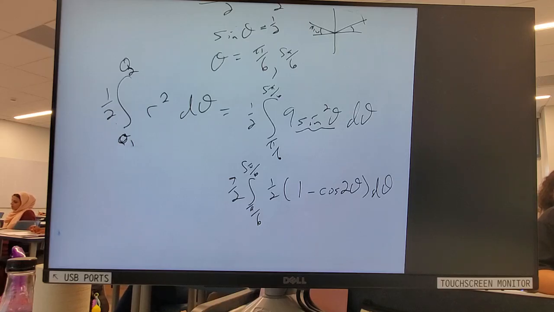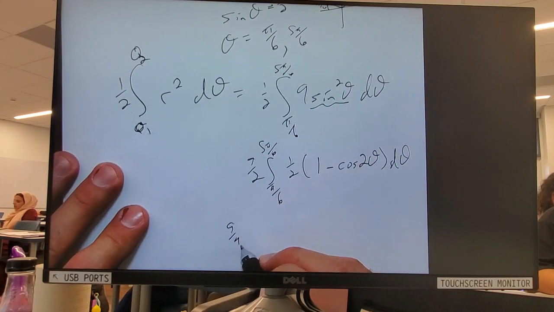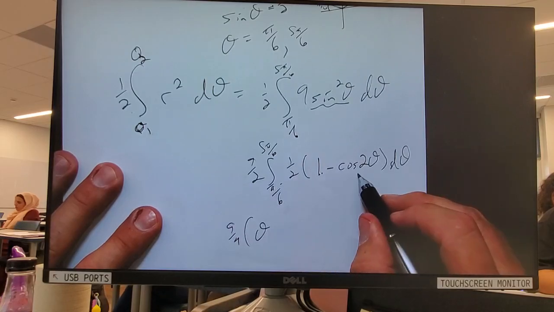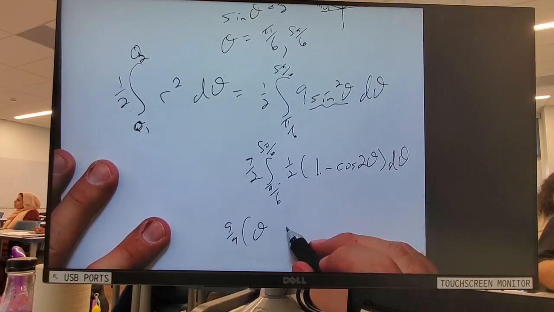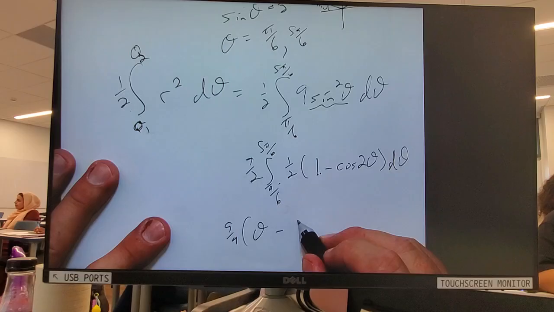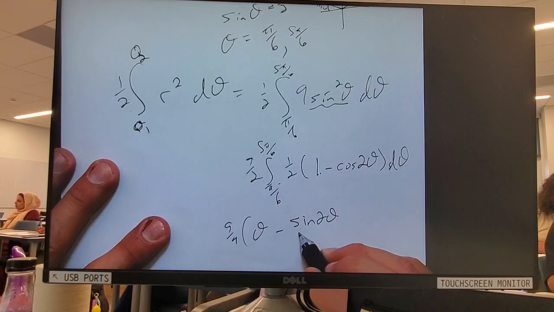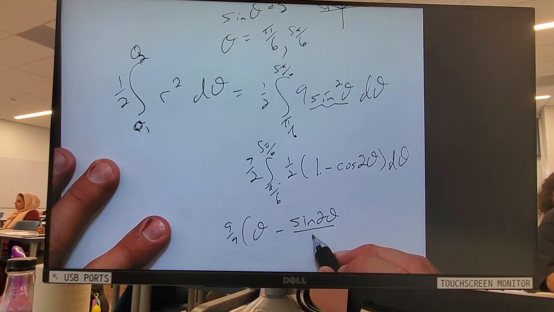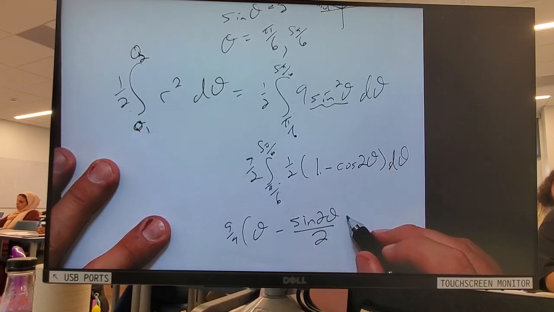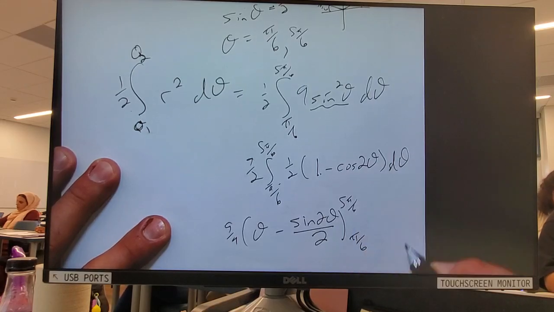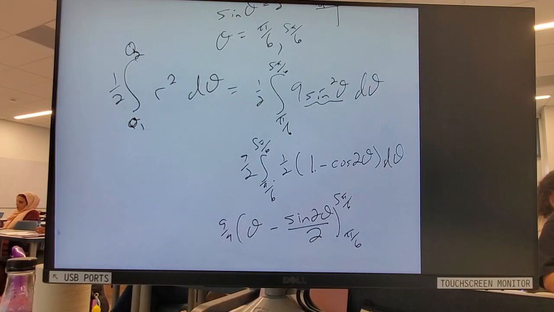And then we can integrate that relatively easily, yes? Okay, that's not a horrible one. I'll just pull the 1/2 out, make it 9/4. Integral of 1 is theta. What's the integral of cosine 2 theta? Sine, not the derivative. Since you're integrating, you have to kill the 2 that would want to come out. Okay. And then you just plug stuff in.